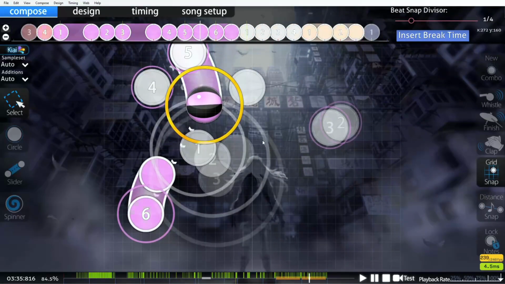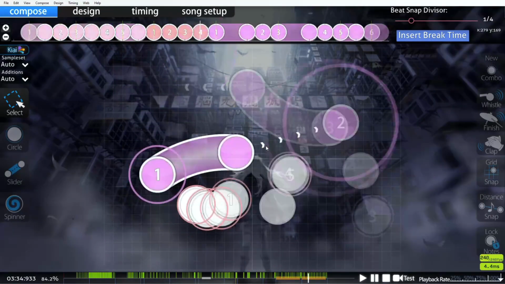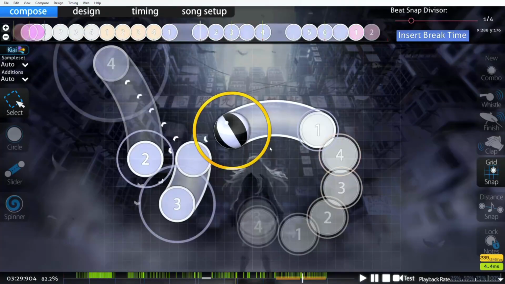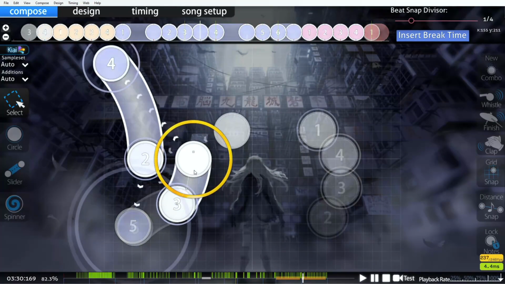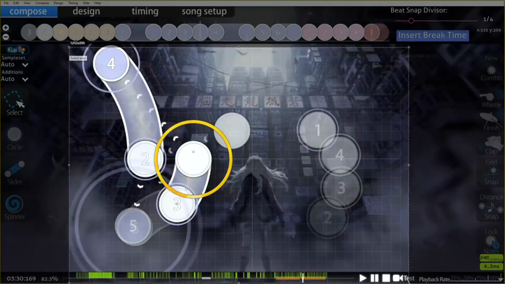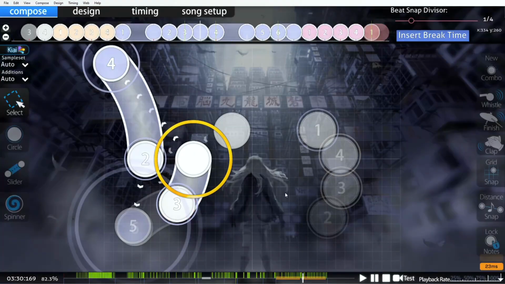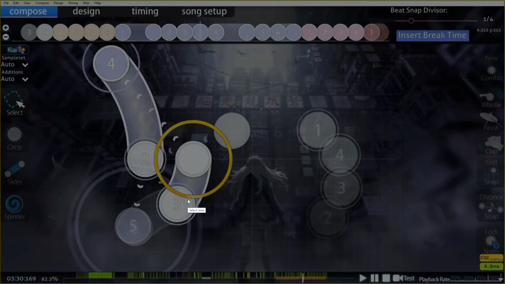So yeah, I don't know how to explain this part really, because there is a lot of structure out there. You can see that to keep the clean aesthetics, the slider tail of the 5 perfectly overlaps with 3, and the movement looks something like this.